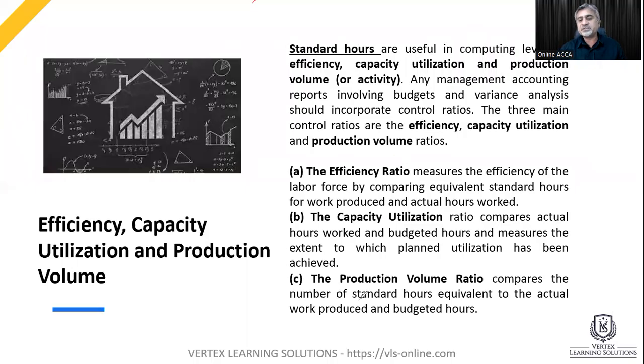Production volume compares the number of standard hours equivalent to the actual work produced and budgeted hours. So we said that you did 40 pages and 40 pages should have taken only 8 hours. So we compare it with the work produced and the budgeted hours. How many hours were budgeted? 8. How many hours were taken? 9. How much work was done? 40. How much work should have been done? 50. And we compare these numbers.